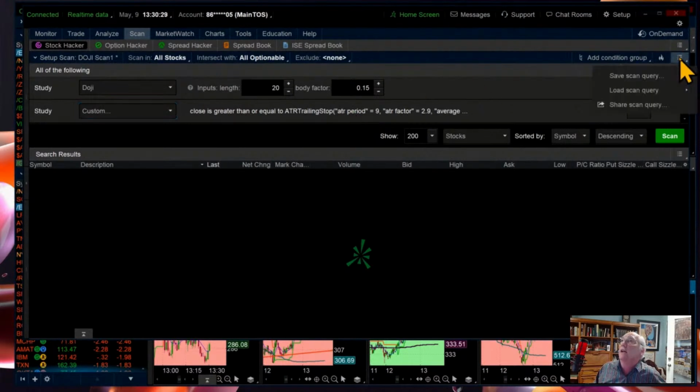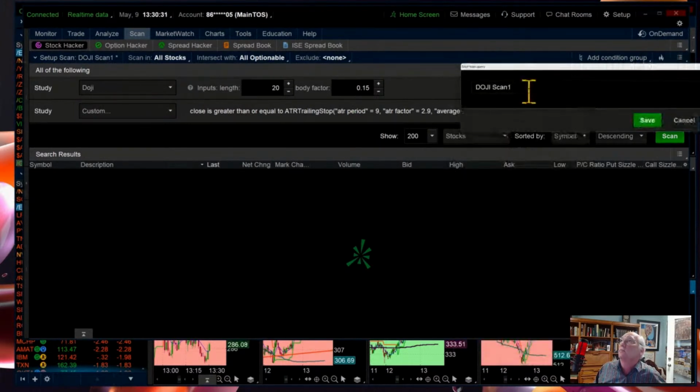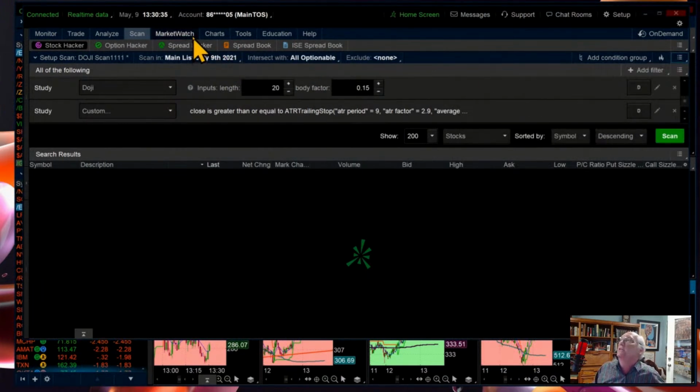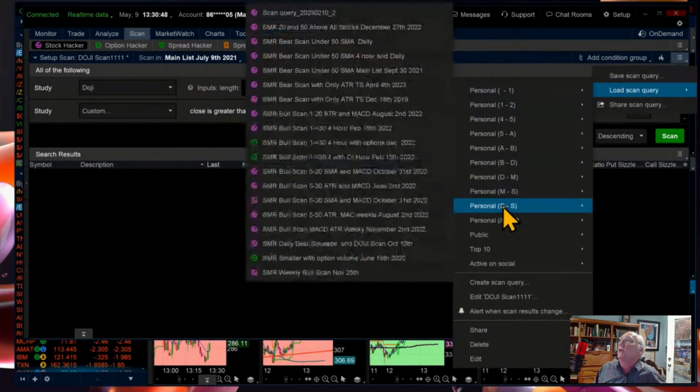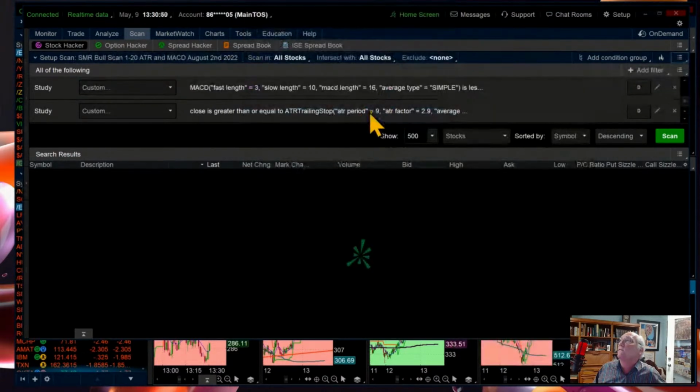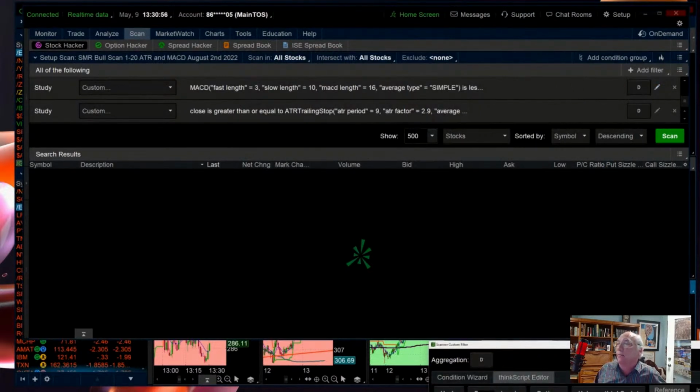So first I got to save this as Doji Scan 111. I got to remember this. We're just building steps here. That's all we're doing. So now I got to go and do the other one for you. You want it oversold in an uptrend. So I'll go into here and take the MACD. So you want it less. So I'm just copying and pasting code.